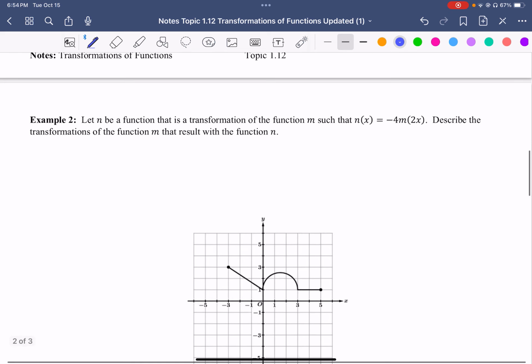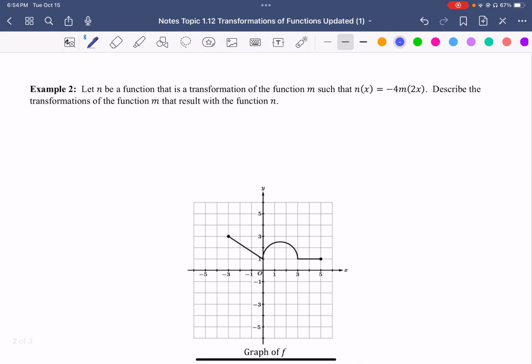Okay, let's try another one. Example 2, let n be a function that is a transformation of the function m such that n of x equals negative 4 times m of 2x. Describe the transformations of the function m that result with the function n.